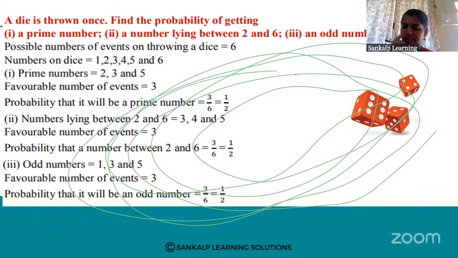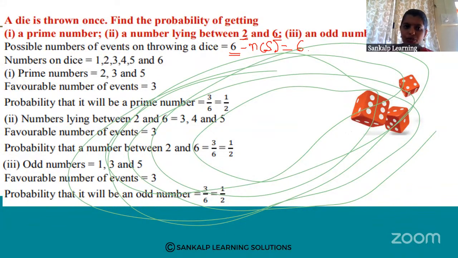So a die is thrown once. Find the probability of getting a prime number, a number lying between 2 and 6, an odd number. The possible number of outcomes on throwing a dice is 6. That means the total number of events, n of S, is 6. Numbers on the dice are 1, 2, 3, 4, 5, 6, right?